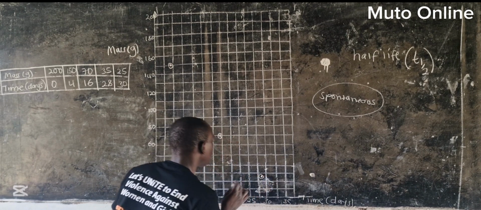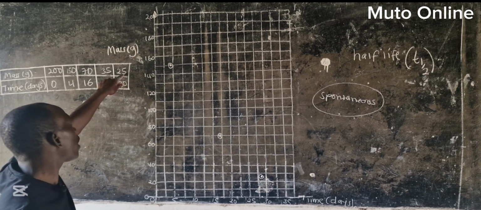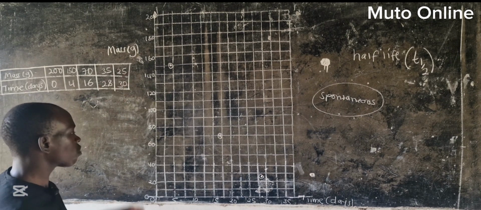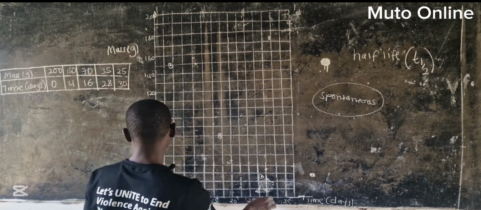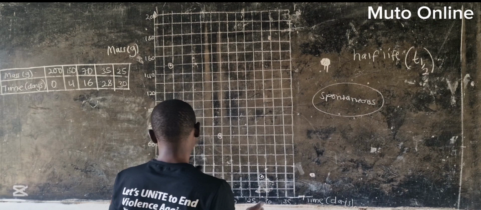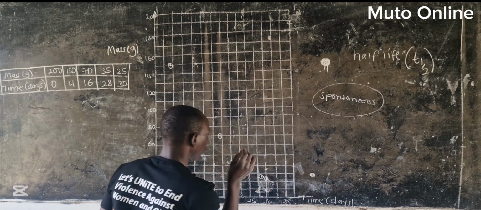Then finally, when time was 30 days, the mass that had remained was 25 grams. So 30 was 20, goes with 25. So this is 20, then 25 is around here.